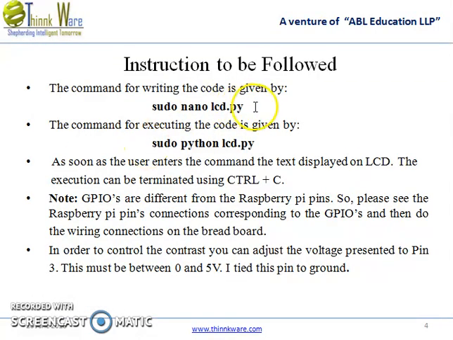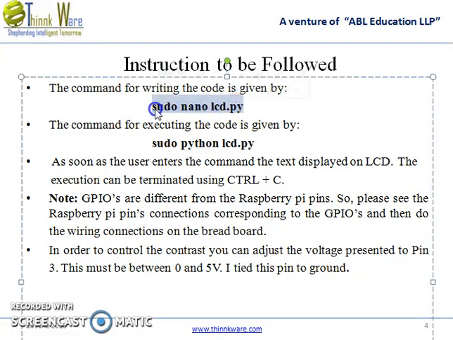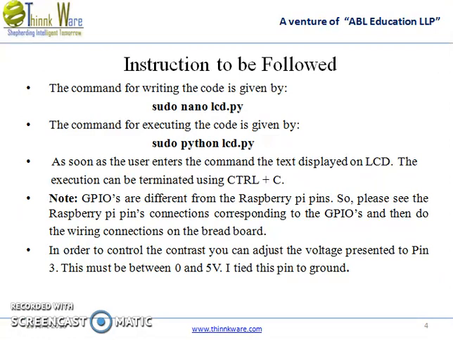Instructions to be followed. The command for writing the code is given by this command. The command for executing the code is given by this. As soon as the user enters the command, the text is displayed on the LCD. The execution can be terminated using Ctrl+C.